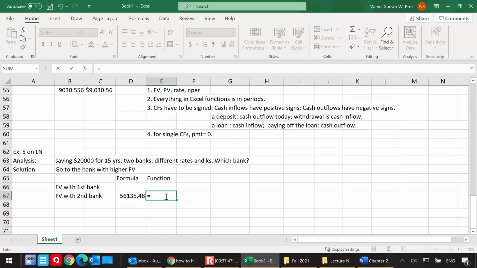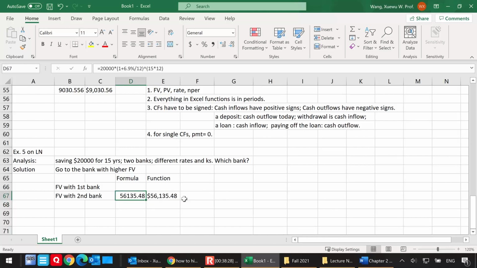And I want to replicate this number by using the function here as well. So I'm going to use the future value function. The rate is 6.9% over 12. Remember, everything is in periods. The number of periods here is 15 years times 12. And the payment is 0, as we're saying. This person only makes a one-time savings of 20,000 and no other savings in between until 15 years. And present value is negative 20,000. It's negative because it's a savings, so it's a cash outflow today. So yes, I just replicated the number here.